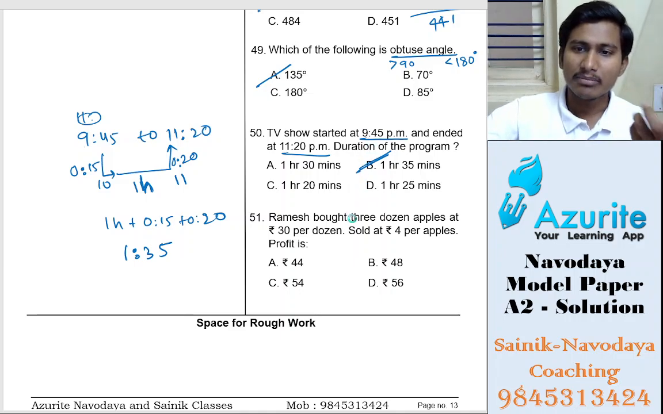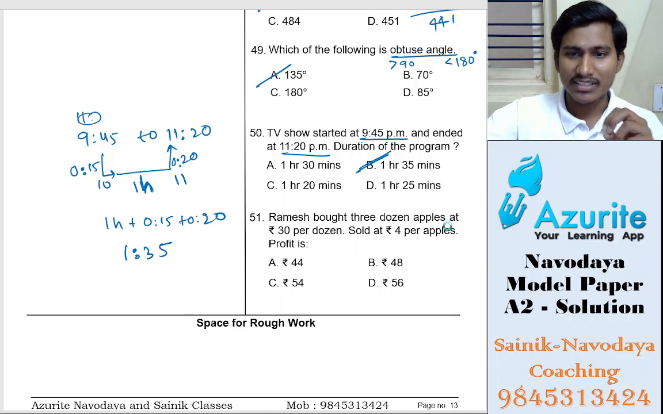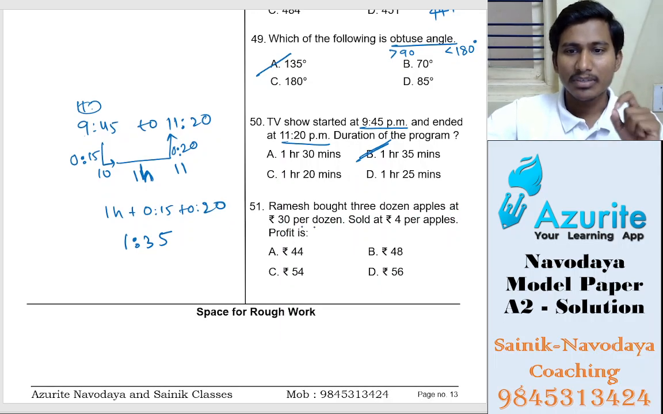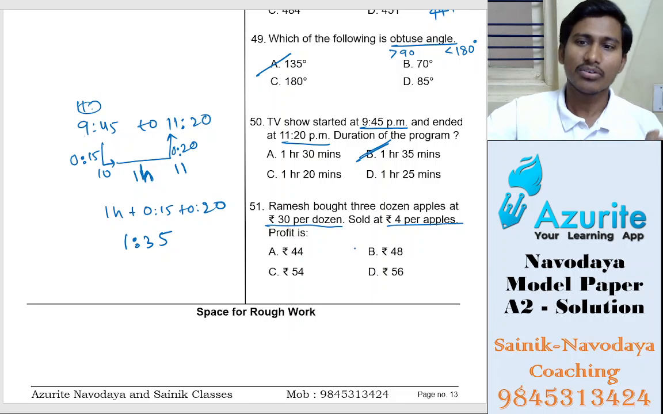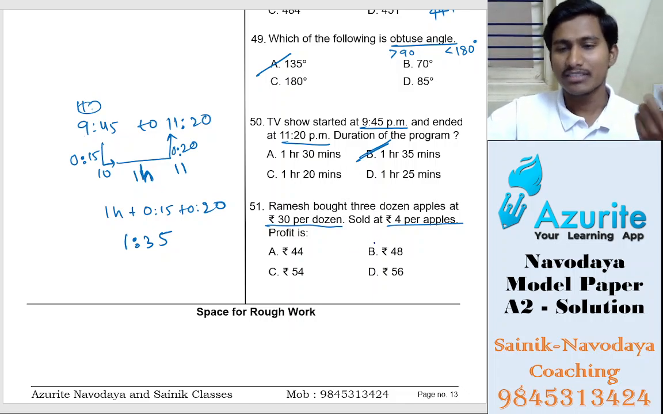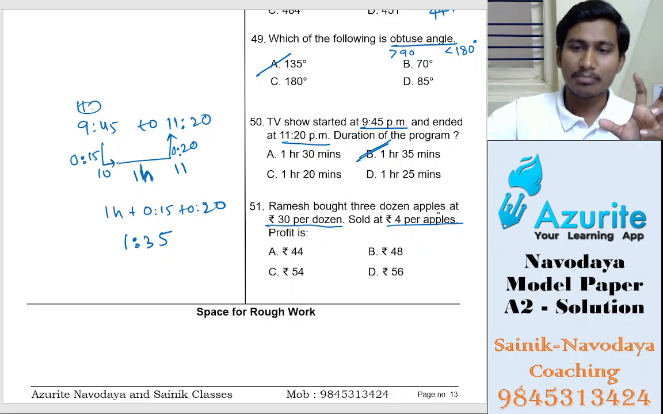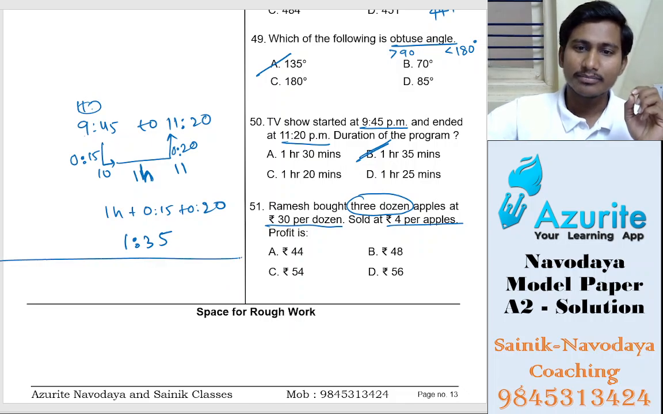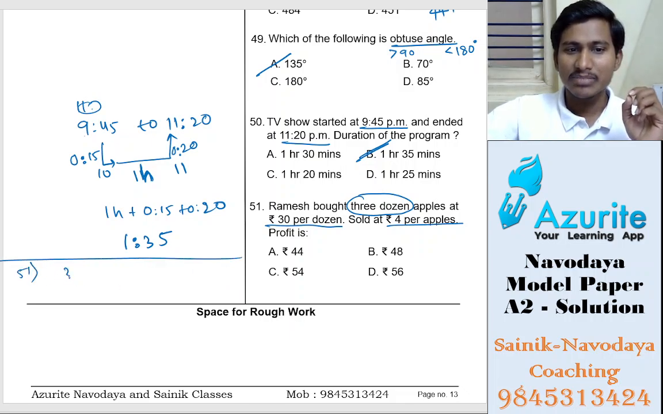Now question 51. Ramesh bought 3 dozen apples at rupees 30 per dozen and sold them at 4 rupees per apple. What is the profit? So what is the answer we have to find? Ramesh bought 3 dozen apples. So 3 dozen means how many apples? 1 dozen is 12, so 3 dozen means 3 into 12, which is 36 apples, right? So he is buying how much?